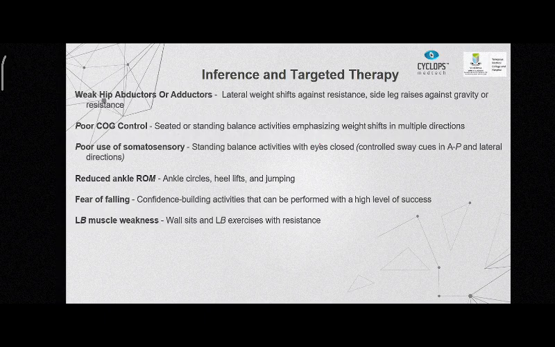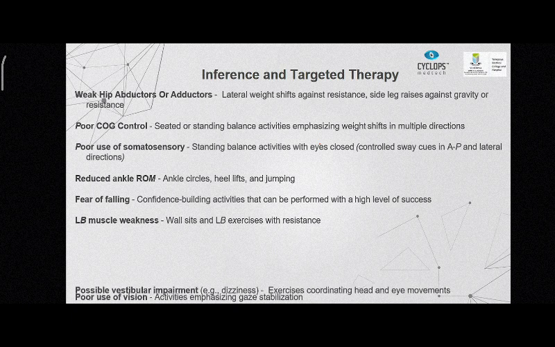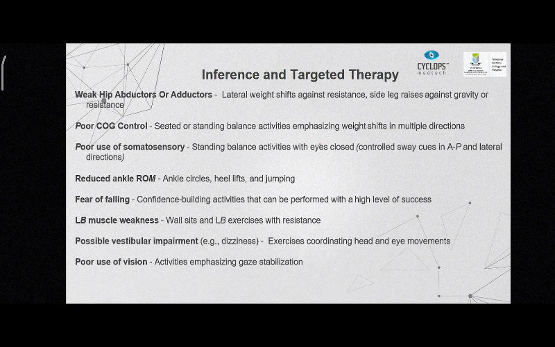If lower body muscle weakness is there, we can give him wall sits and exercises related to lower body muscles. If the patient has poor vestibular impairment, then we can give him gaze stabilizing exercises which involve head and eye movements. If the patient is having poor vision, then we can refer him to an ophthalmologist and again give him a gaze stabilization exercise.